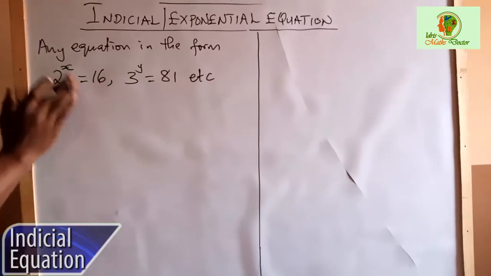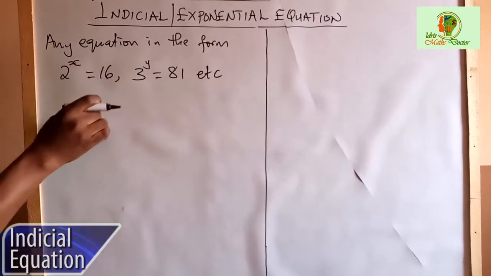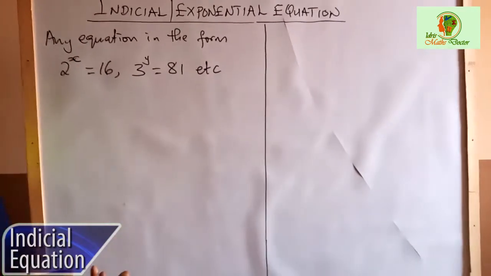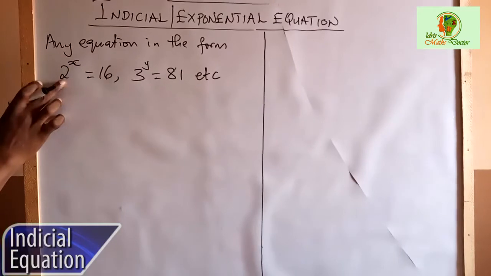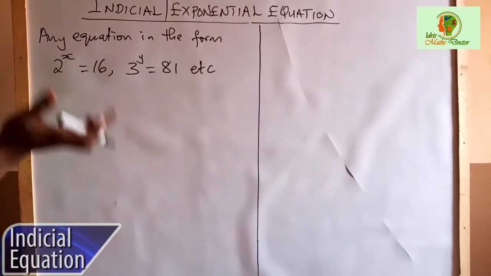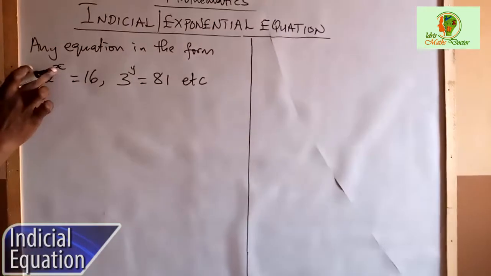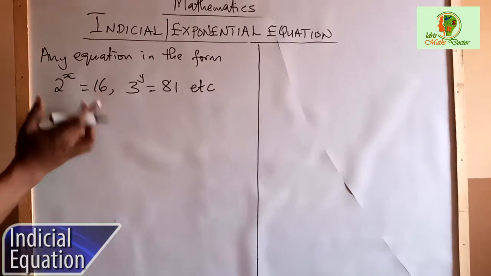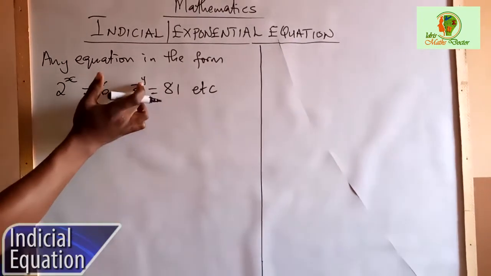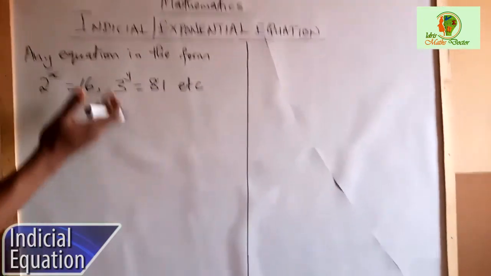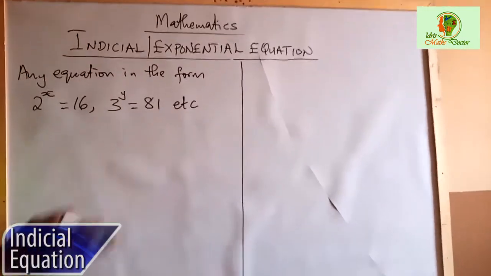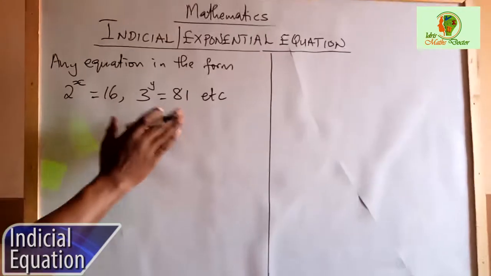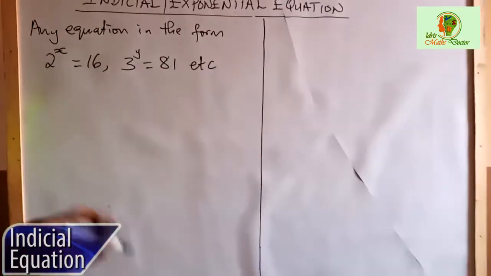So in any equation, there must be a letter that we are solving for, and have this at the back of your mind: both sides of an equation must be equal. So without solving, x is 4 because 2 raised to power 4 will give us 16. Similarly, here too, y is 4 because 3 raised to power 4 will give us 81. So these are very good examples of exponential equation.